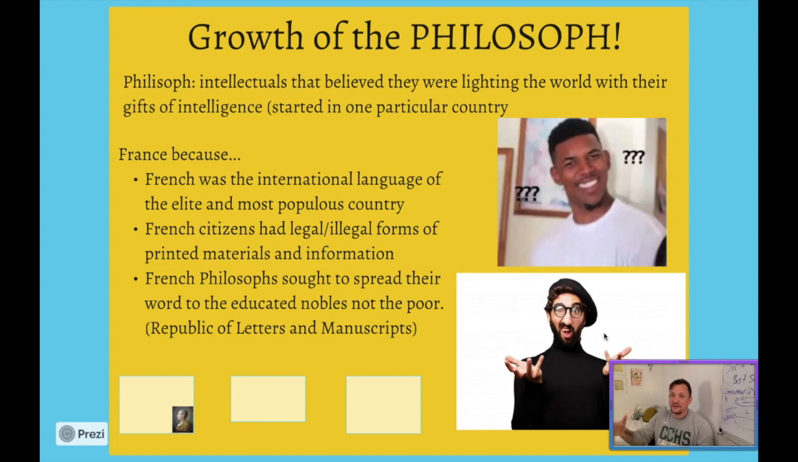The thing about a French philosopher is that they actually had a society that backed them. All these nobles, even though they were part of the problem that the Enlightenment thinkers were railing against, were the ones that wanted to hear about it. They had parties dedicated to them.